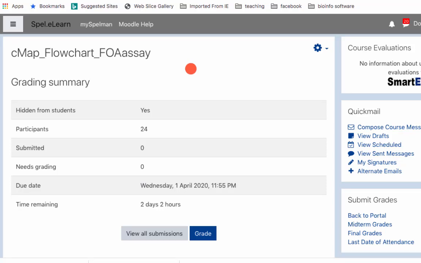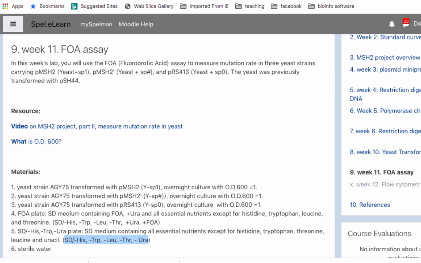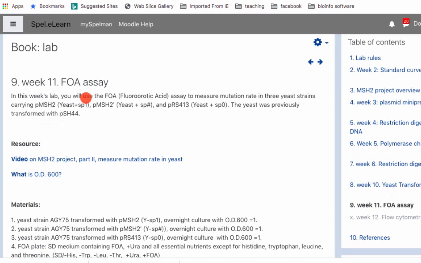Hi, Dr. Wang here. Today we're going to use the CMAP software to make a flowchart for the FOA assay experiment. The lab instruction is available on the Commons page. Please go to Book Lab, Week 11, FOA assay, and we're going to do this virtual experiment in Week 12.